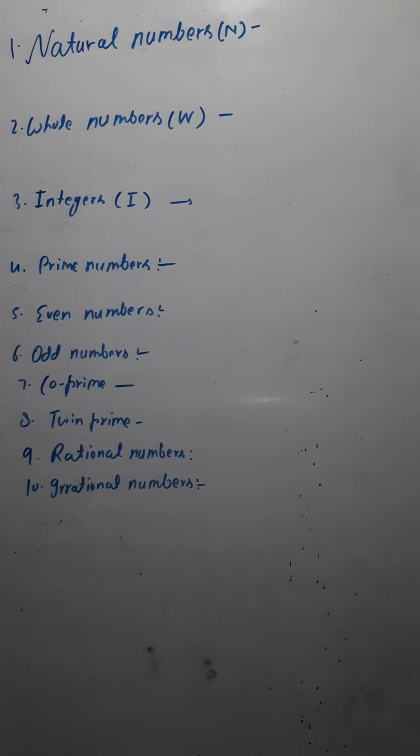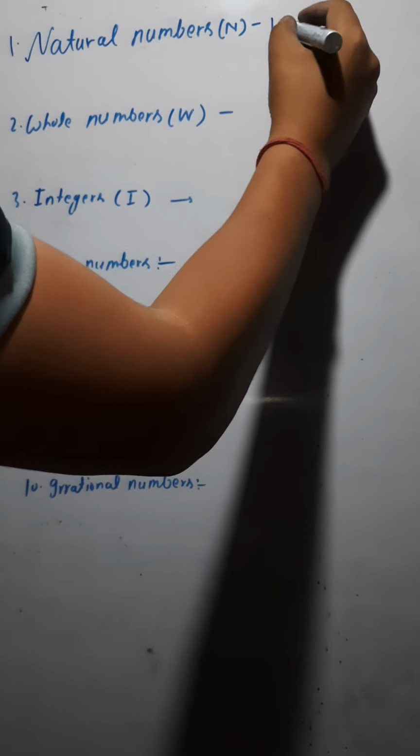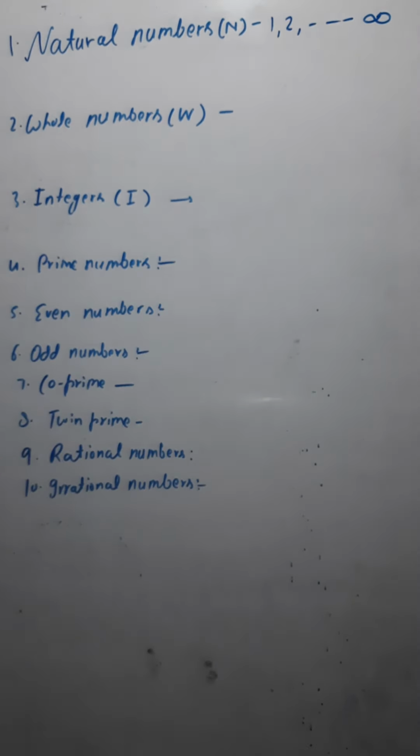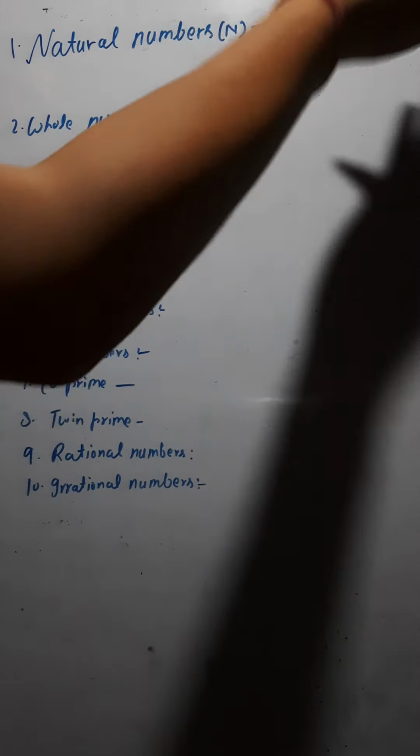So the first one is the natural number. What are the natural numbers? Simply the counting numbers are known as the natural numbers. They start from 1 up to infinity: 1, 2, 3, 4, etc. So these all are the natural numbers.